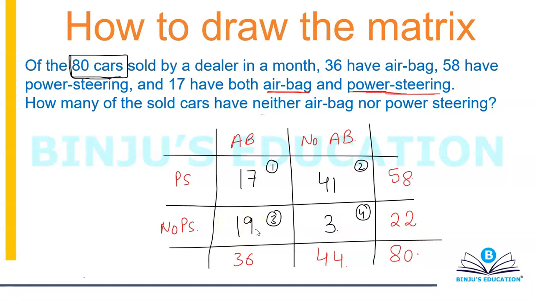Then you can answer whatever the question is. How many of the sold cars have neither airbag nor power steering? So that's like 3 cars. Okay, so again, first and the foremost thing is you need to identify what are the two quantities that we are talking about, and then simply draw the matrix. Whatever information is given, put that information, and then simply start solving the questions. Okay, that's it, nothing else is required.